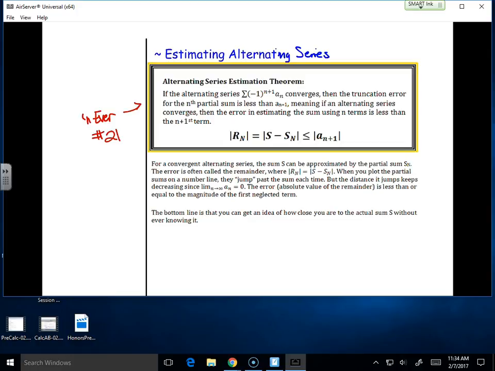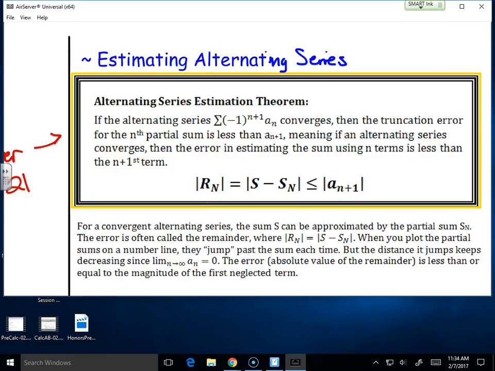And just for the sake of clarification, let me throw in some parentheses in there. This technically should be the n plus first term like that.